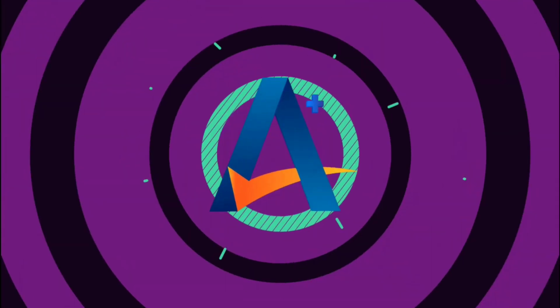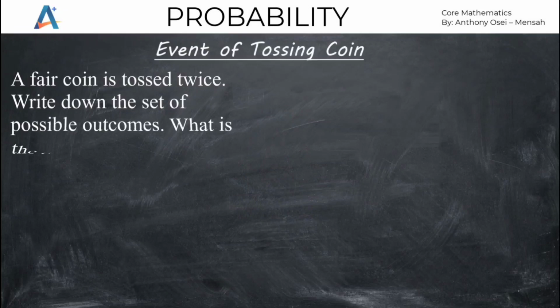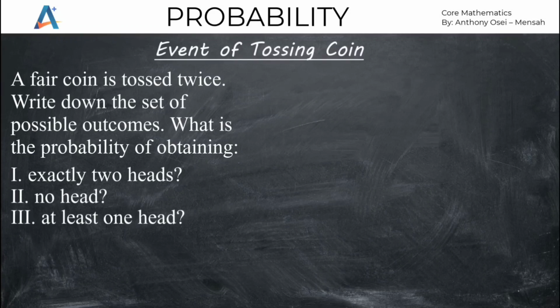Question reads, a fair coin is tossed twice. Write down the set of possible outcomes. What is the probability of obtaining I, exactly two heads, II, no heads, III, at least one head, and then IV, a head and a tail?